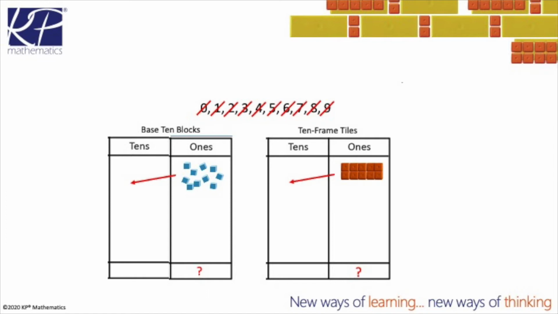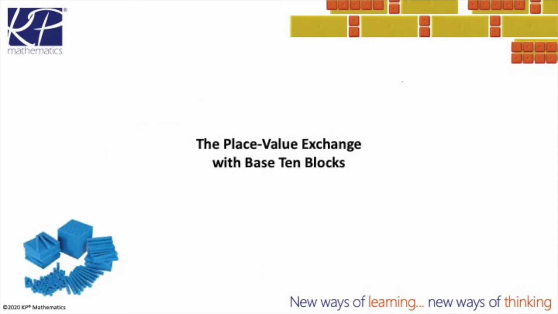So that counting can continue in the ones place, a new place is created for tens. This allows for a place value exchange. The 10 ones will move to the tens place as 1 10. How do base 10 blocks make the place value exchange?